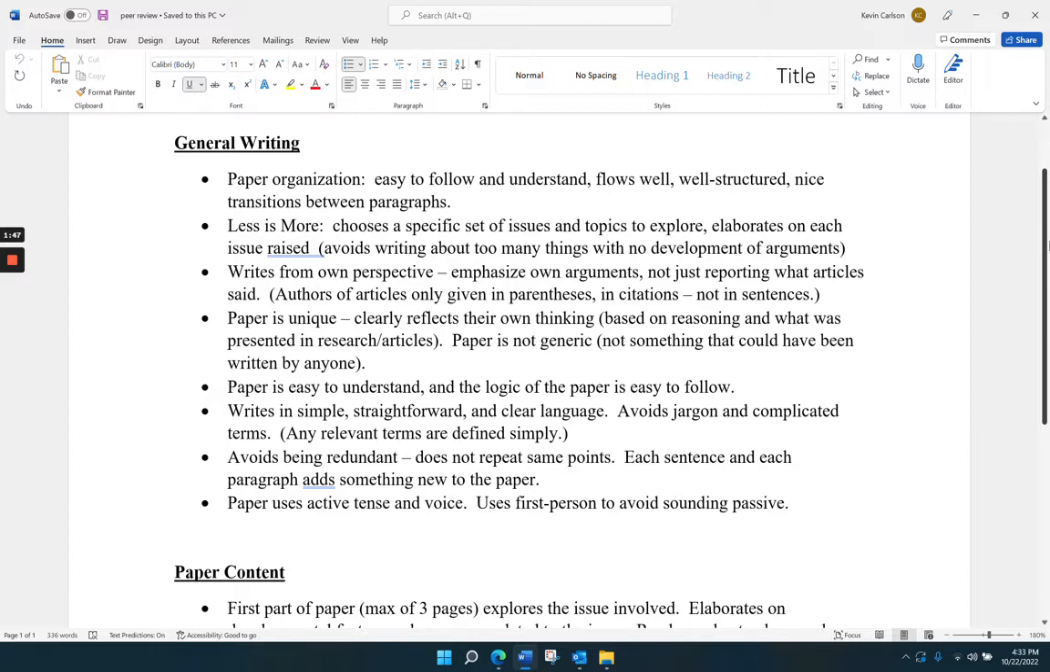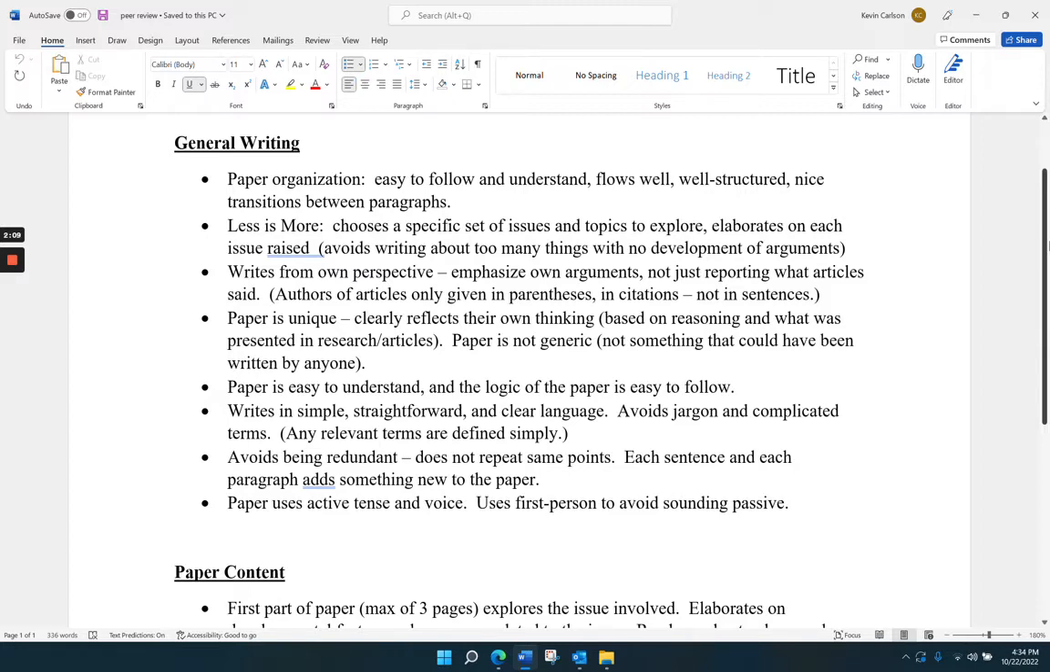It kind of has a nice direction to it. It's well structured. There's transitions between paragraphs. You don't have to make a big deal out of that, but there should be some sort of connection between the paragraphs. The reader should sort of understand where the paper is going. So we talked about this in class. Remember, less is more in writing.